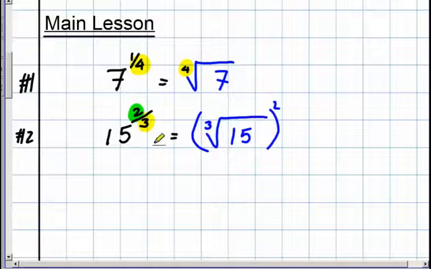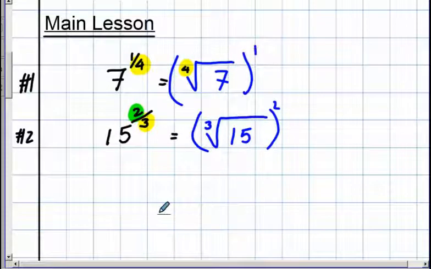Now, it seems like a new rule. Well, it isn't, actually. If we go back to our first example, I could have considered it as being the fourth root of 7, all raised to the power 1. But we don't bother writing that because raising something to the power 1 makes no difference. So that's why it appears, at first glance, that there are different rules. No, there isn't.